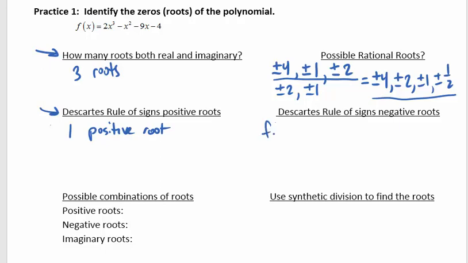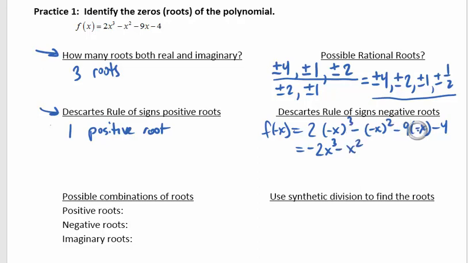So we want to do f of negative x here. So 2 times negative x cubed minus negative x squared minus 9 times negative x minus 4. All right, let's simplify this. This is going to stay negative, negative x cubed. So this would be negative 2x cubed. That will stay positive. Negative x squared be positive x squared, but then the minus sign out front, so that would be minus x squared. Negative times negative is positive, so plus 9x. And then finally, minus 4.